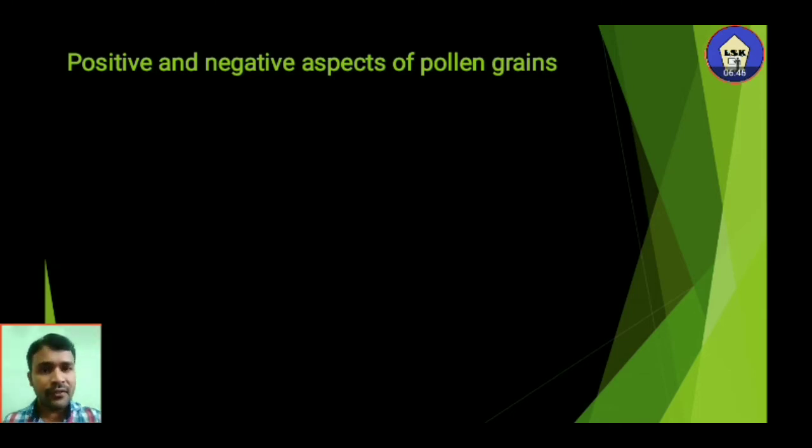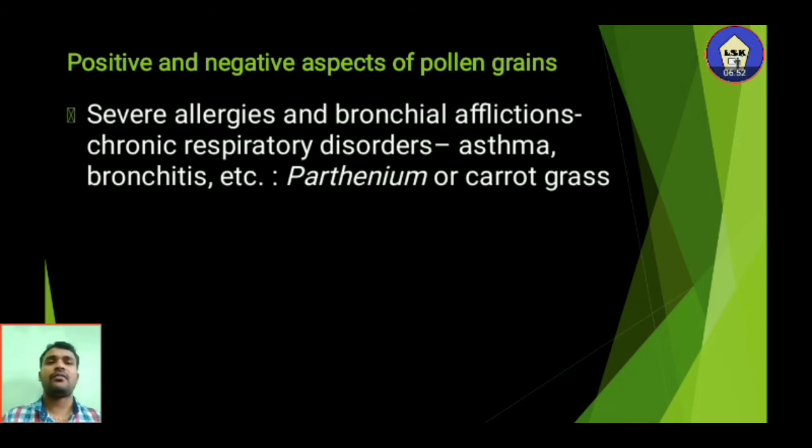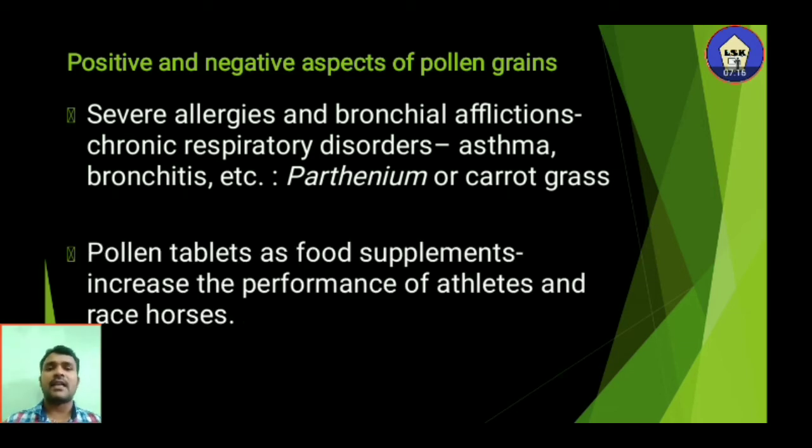Now, the next one, positive as well as negative aspects of pollen grains. So what are the benefits of pollen grains and what are the harms of pollen grains with respect to human life? Severe allergies and bronchial afflictions like chronic respiratory disorders such as asthma, bronchitis, etc., are developed because of the pollen grains of some plant species, particularly the parthenium or carrot grass pollen grain, which causes severe allergic reaction in some people. But at the same time, it has some positive benefits also.